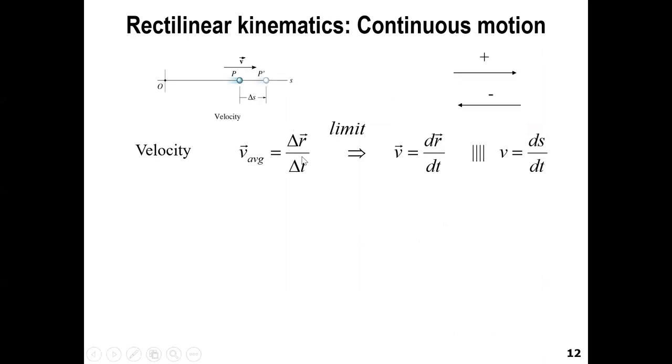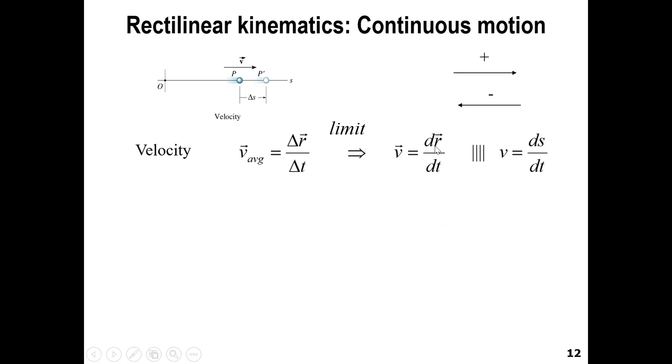Velocity is the rate of displacement. So technically, whatever displacement you have, delta r, you divide it by the time, and it gives you the velocity. This is why velocity is a vector, because displacement is a vector. You divide it by time, which is a scalar, so the result will be a vector. We have average velocity, which is for the entire displacement over the entire time, and instantaneous velocity, which is for a very small displacement over a small time.